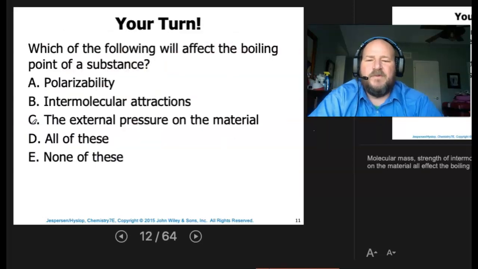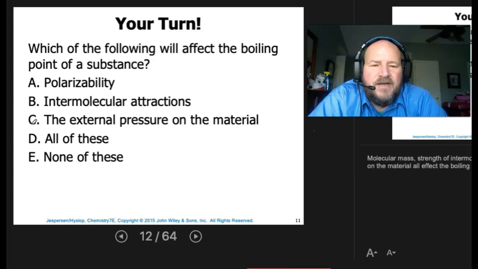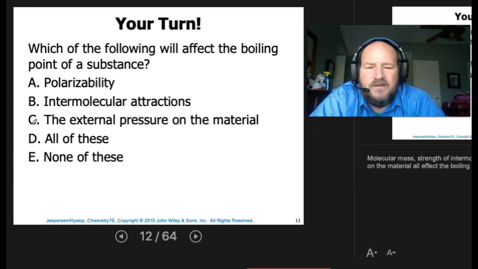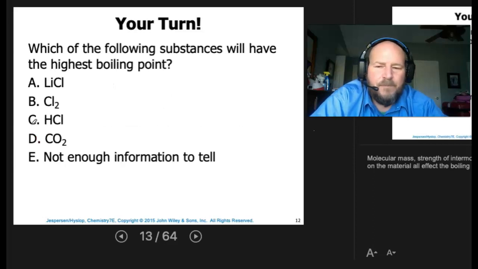All right, which of the following will affect the boiling point of a substance? Polarizability, intermolecular forces, the external pressure on the material, all of these, or none of these? And hopefully you said all of these.